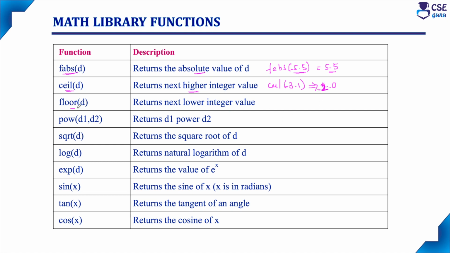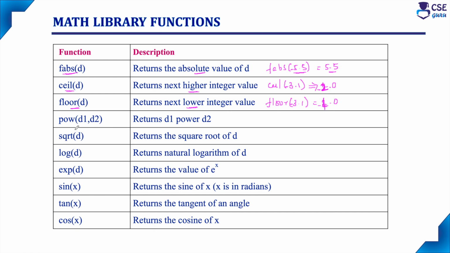Similarly, floor, if we are considering it, will return the next lower integer value. That is, floor of 3.1 will return the lower integer value, 3. Suppose you have given the negative value minus 3.1, the next lower integer value is minus 4. Minus 4 it will return.